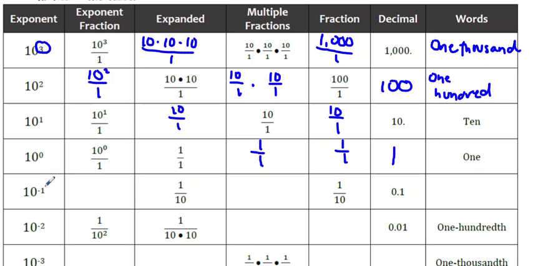So the first thing here, since it's a negative exponent, remember it doesn't make your answer negative. Negative exponents don't make your answer negative. It makes it a fraction. So what we have is 1 over 10 to the first power, which is 1 over 10, because 10 to the first power is just 10, and there's nothing we can do to simplify it.